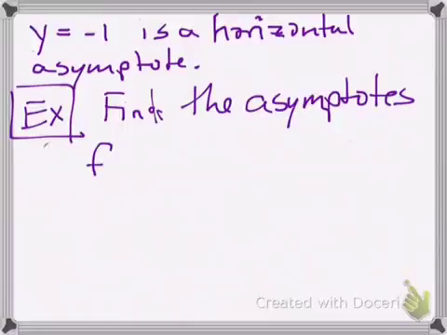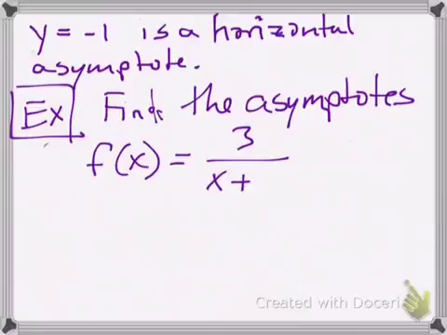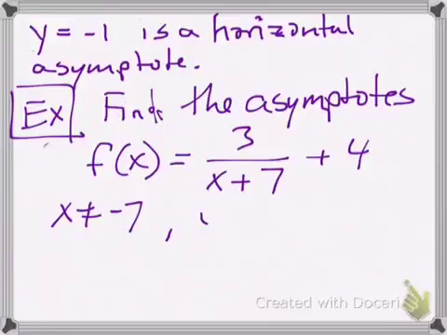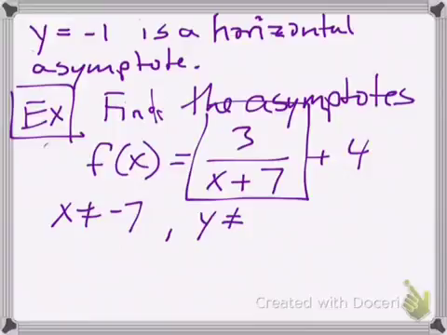And here's the function. F of x equals 3 over x plus 7 plus 4. What can x not equal? -7. X cannot be -7. Okay. What can y not equal? 0. No. This part can't be 0, which means y cannot be positive 4.